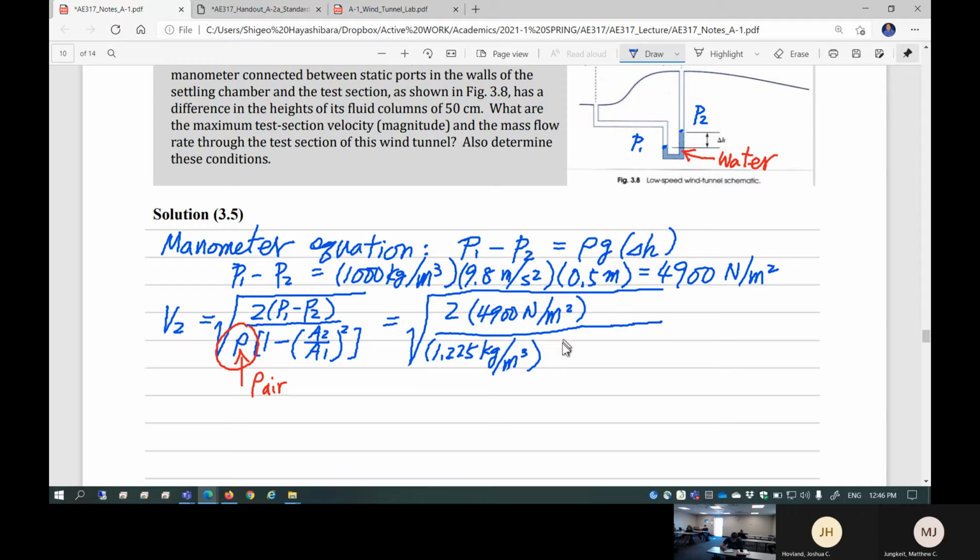1.225. Okay. And then 1 minus area ratio. Area ratio is 1 to 10. So 1 meter over 10 meter. So 1 over 10, this must be squared. Be careful. And this is going to give us the speed.